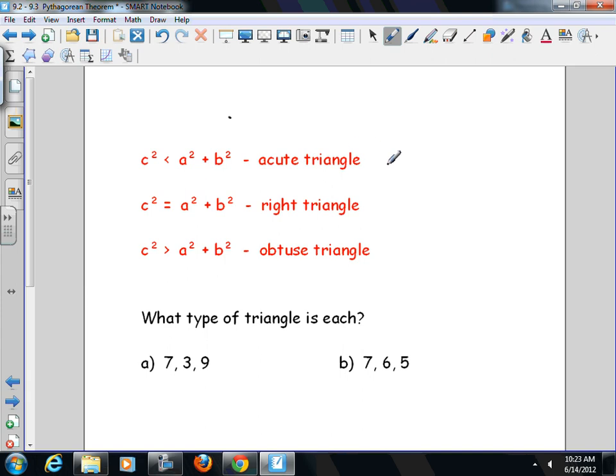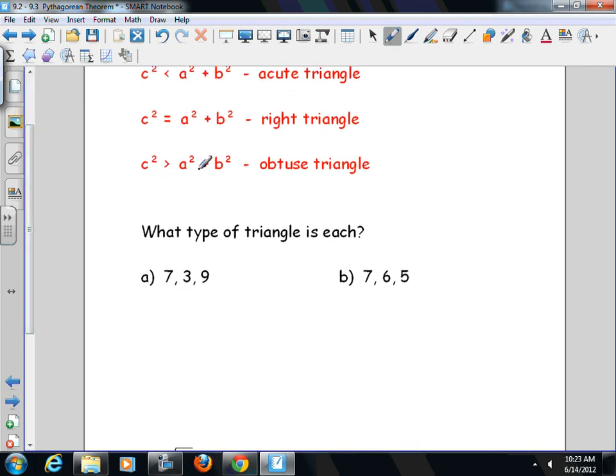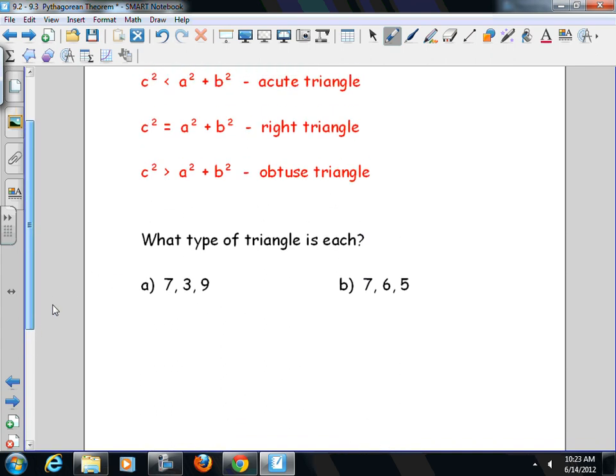If c squared is less than a squared plus b squared, you have an acute triangle. We already know that if c squared equals a squared plus b squared, you have a right triangle. And the last thing I'm going to give you is if c squared is greater than a squared plus b squared, you have an obtuse triangle. So we want to know what type of triangle each one is. Take your largest number and square it, and then square the other two and add them, and see what kind of symbol you need to put in between them. Greater than, less than, or equal to.